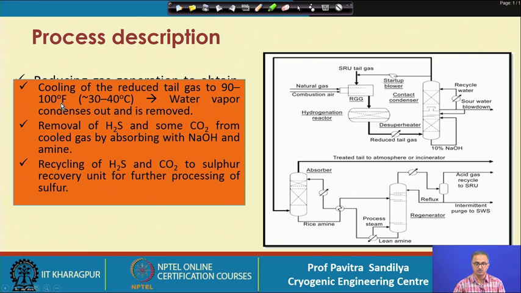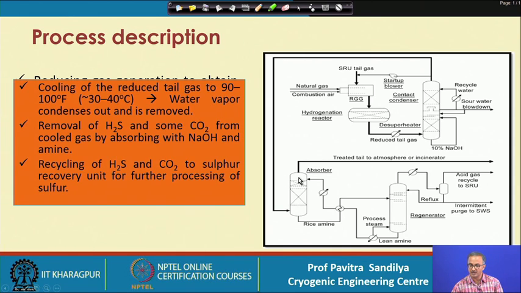getting back the amine. So, we are cooling the reduced tail gas to about 30 to 40 degrees centigrade, and when we reduce the tail gas temperature, we find that water vapor condenses out and is removed, and H2S and some CO2 are removed from the cooled gas by absorbing with NaOH and amine, and then recycling the H2S and CO2 to sulfur recovery unit for further processing of the sulfur.